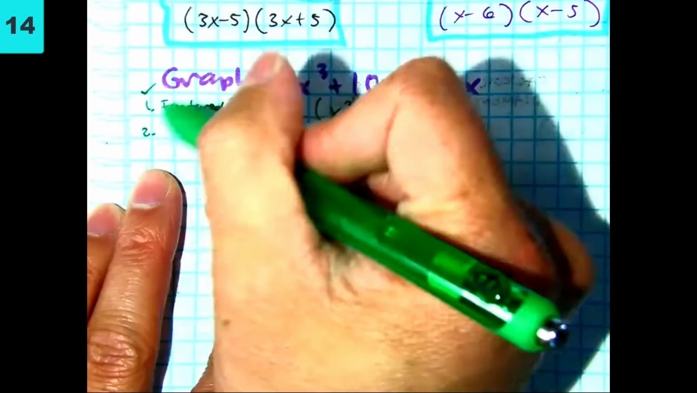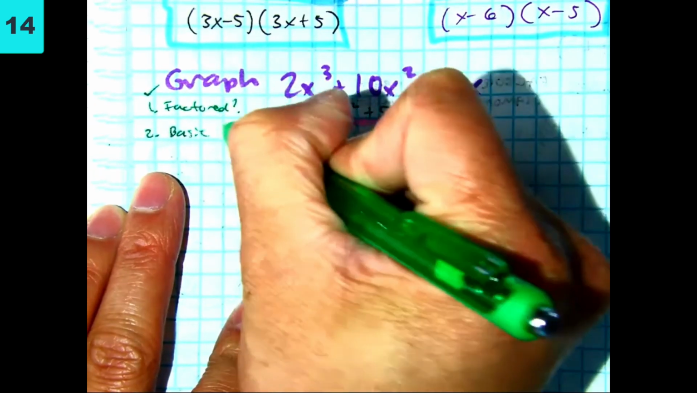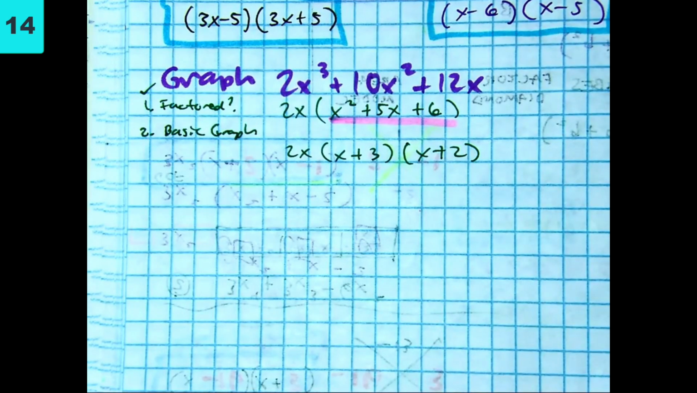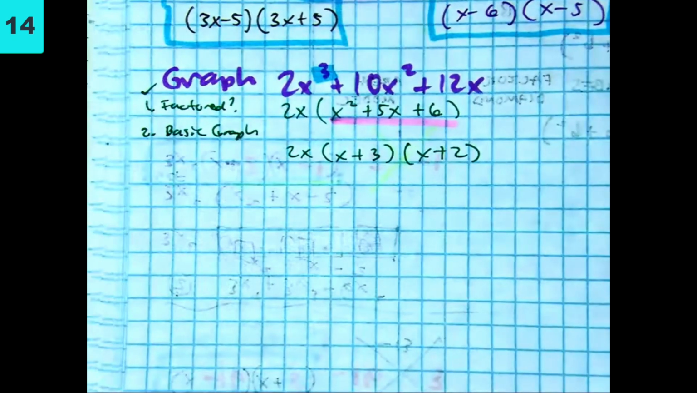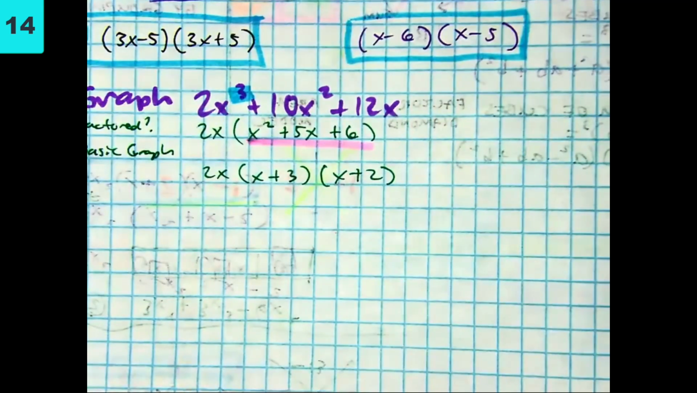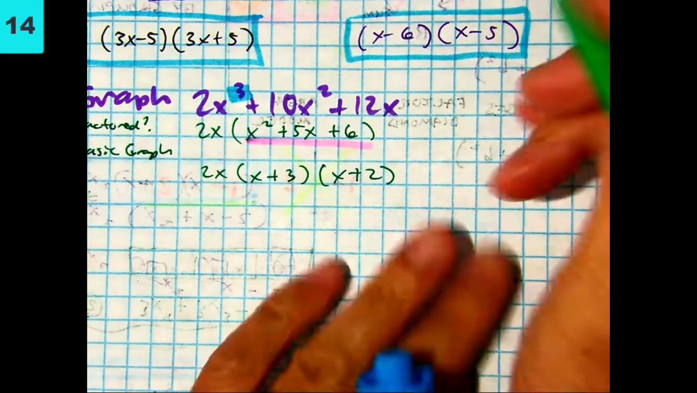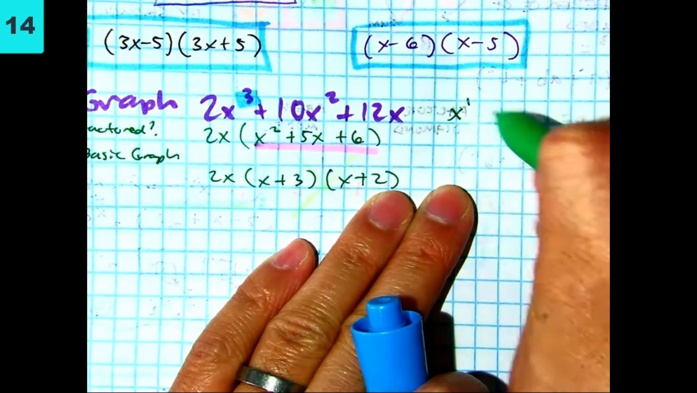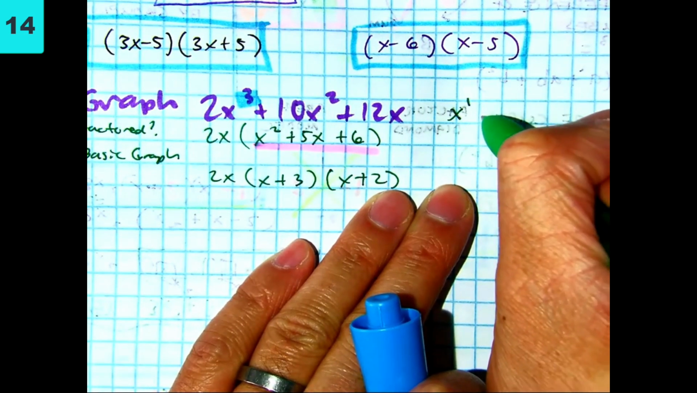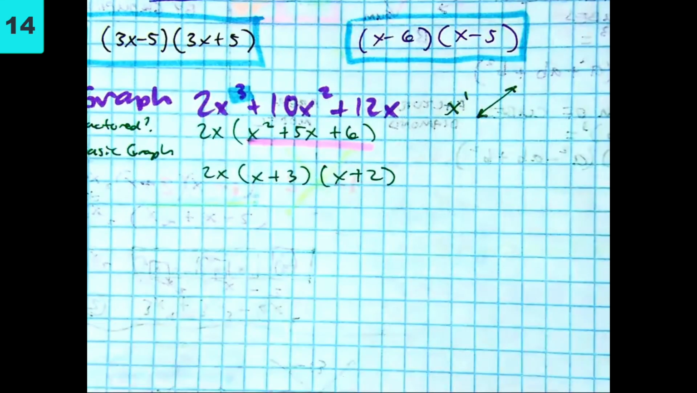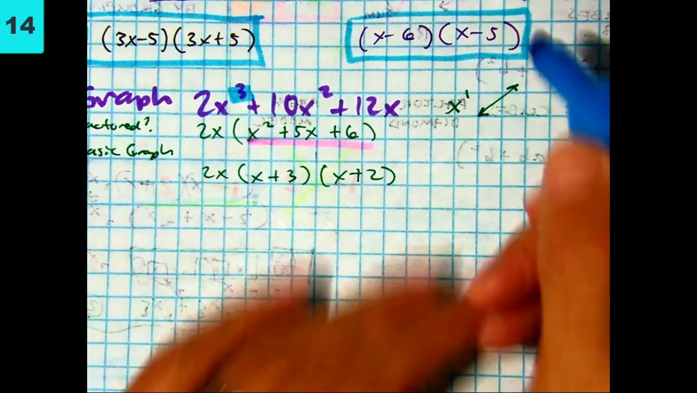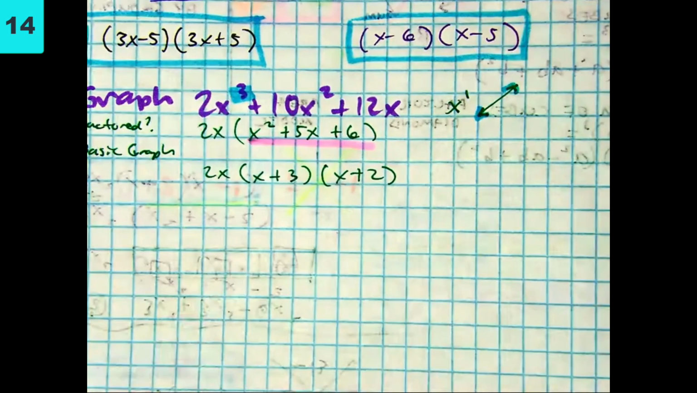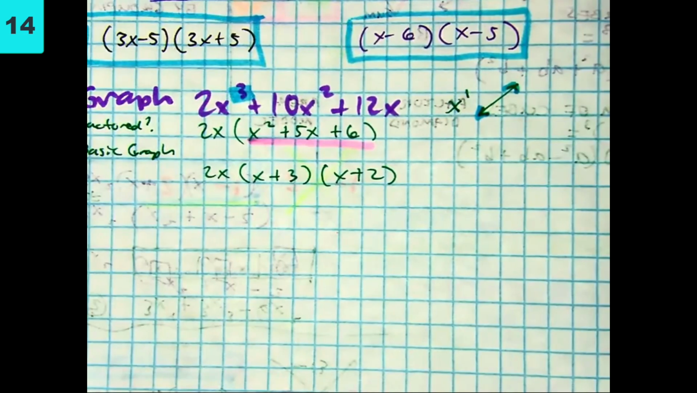Now we're going to get a basic graph. Class, our basic graph is a? Is that an odd or even degree? What's the easiest odd? X of the first. Starts where? So this idea of starting down, ending up is called the end behavior. We're just looking at the ends of it. Okay?